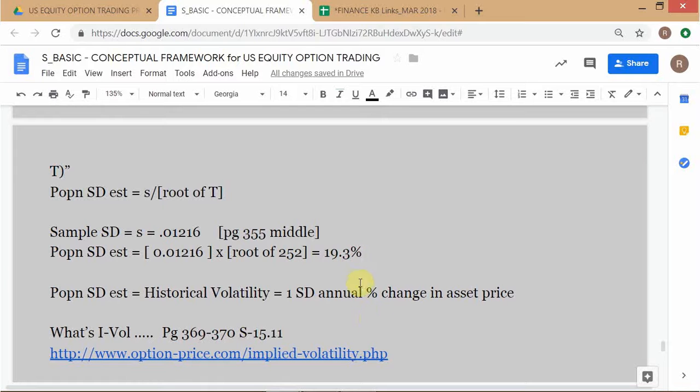Which, as I explained to you, is the one standard deviation price change that we are expecting. That means if the price today is say $100, then we are expecting roughly 119, that two-thirds of the time, in 1 year from now, the price will be between 119.3 and about $81 on the downside. So 19%. This is the one standard deviation price change, and this is how the HVol is calculated.